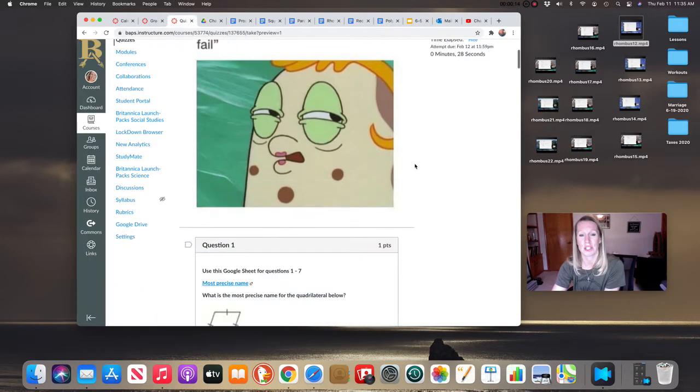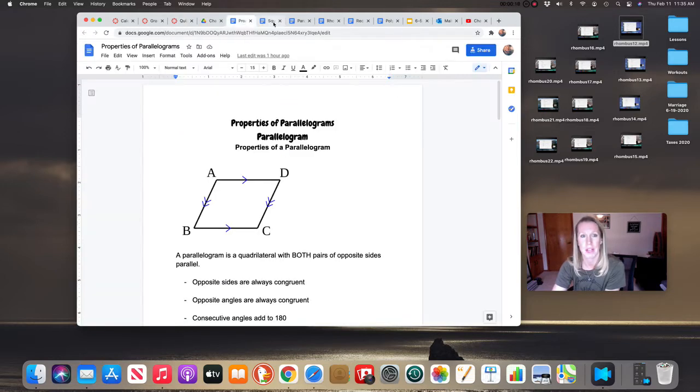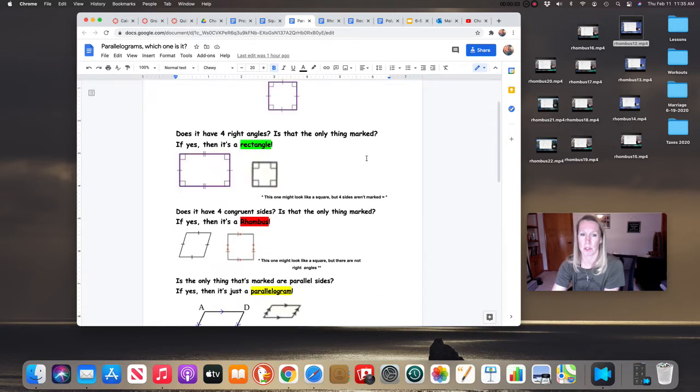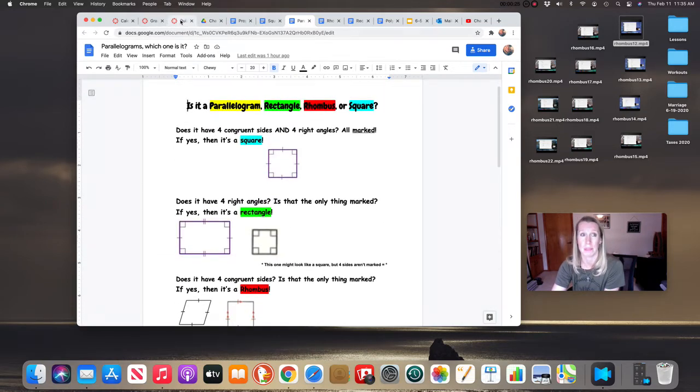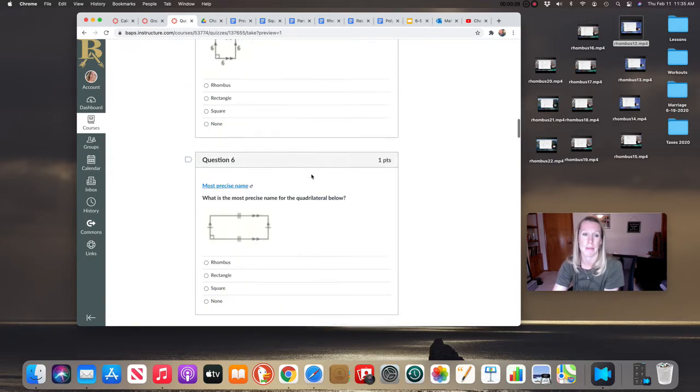And if you look at your assignment, you're going to see, for the most precise name, I've got: is it a parallelogram, rectangle, rhombus, or square? And so that sheet will pull up to help you with your assignment. So you can click that for the most precise name.